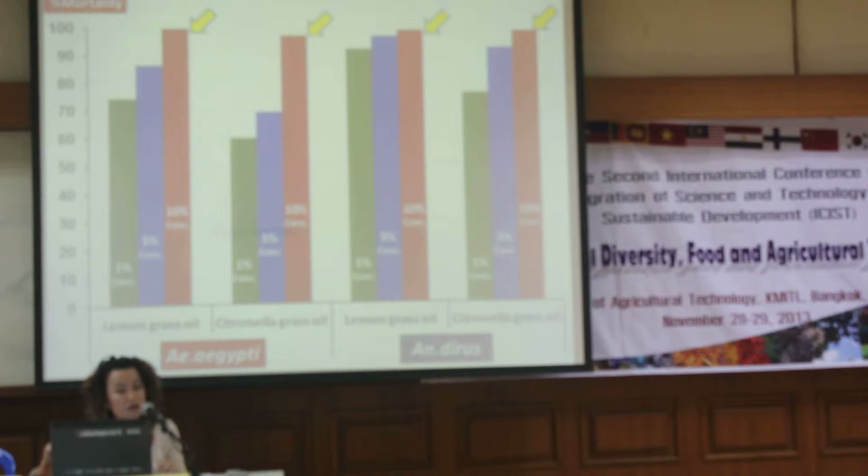This slide shows you the result of percent mortality. As you see on the screen, you will see the figure of the mortality rate. They compare the three concentrations, 1, 5, and 10%, of both essential oils of lemongrass and citronella grass against Aedes aegypti and Anopheles stephensi. Please take a look at the yellow arrow. It's a red bar. These are 10% lemongrass and citronella grass oils, which gave 100% mortality in Aedes aegypti.